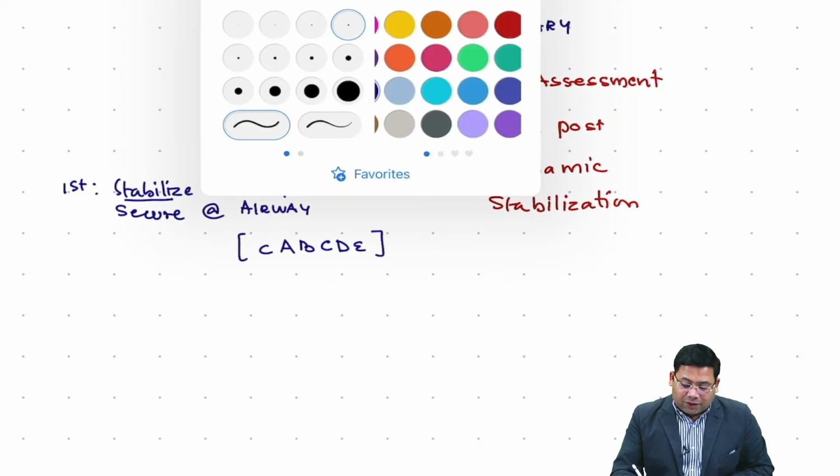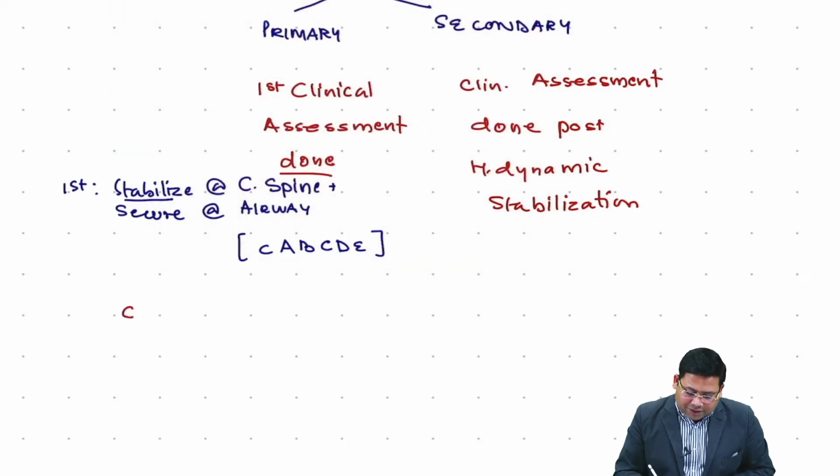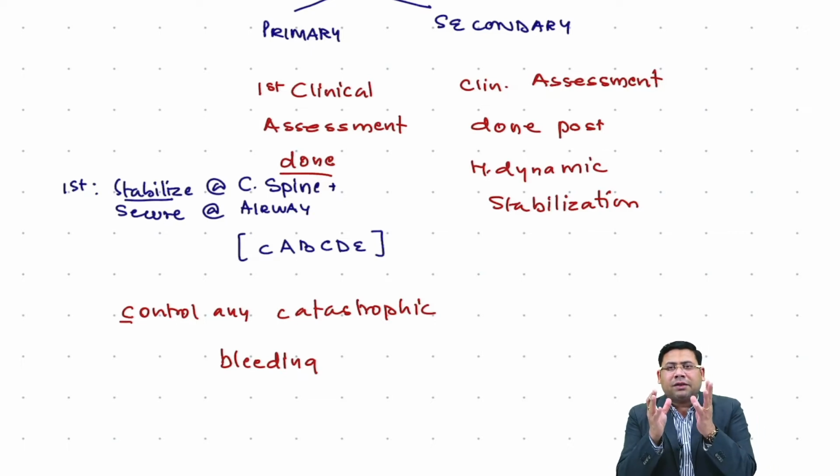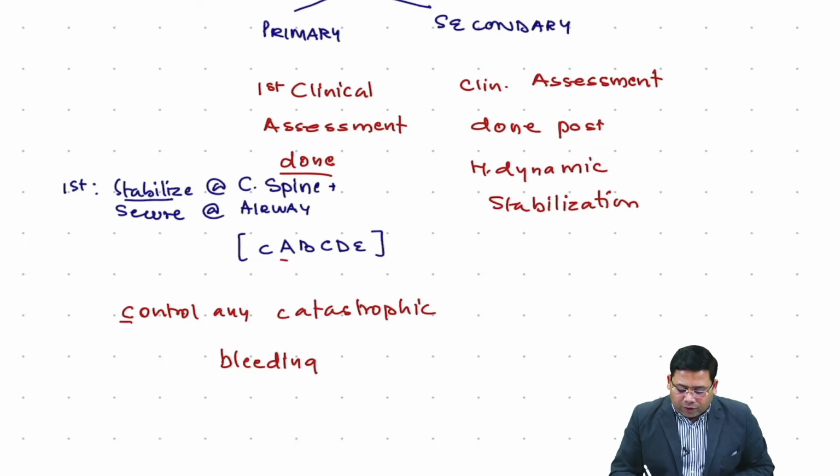Now when you talk about CABCDE, what does this C mean? Does it mean circulation? No. The answer is control any catastrophic bleeding. This is the C in CABCDE. And then A for airway, B for breathing, C for circulation, D for disability, and E for environment.